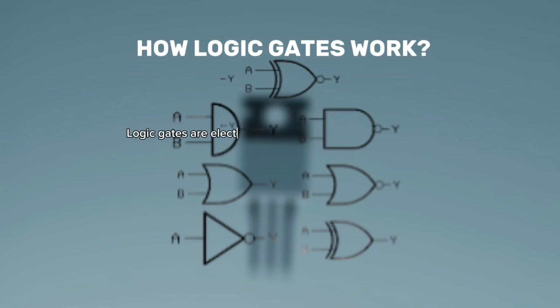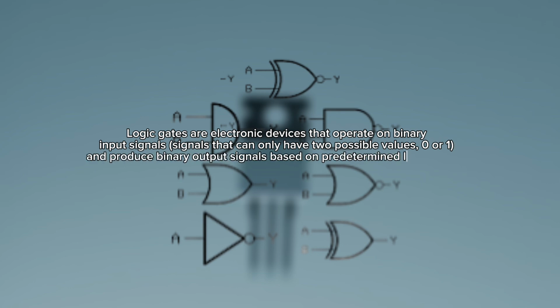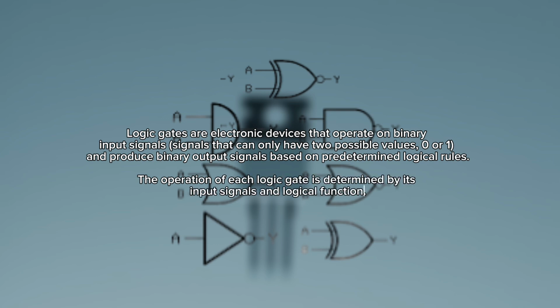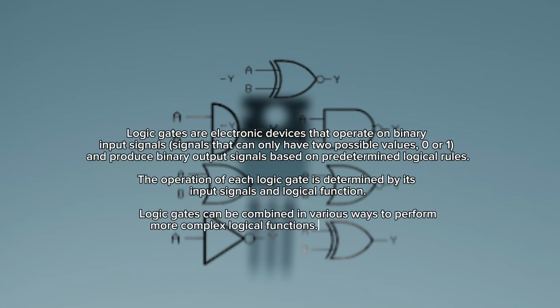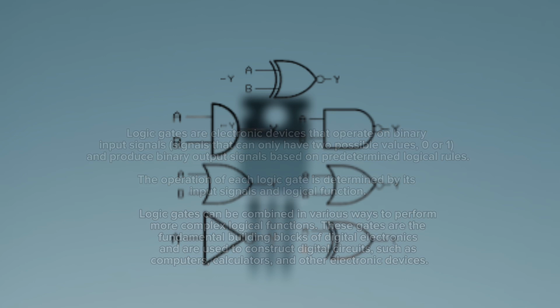Logic gates are electronic devices that operate on binary input signals that can only have two possible values, 0 or 1, and produce binary output signals based on predetermined logical rules. The operation of each logic gate is determined by its input signals and logical function. Logic gates can be combined in various ways to perform more complex logical functions. These gates are the fundamental building blocks of digital electronics and are used to construct digital circuits, such as computers, calculators, and other electronic devices.